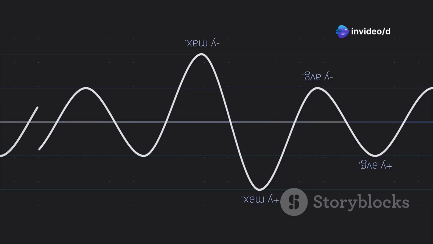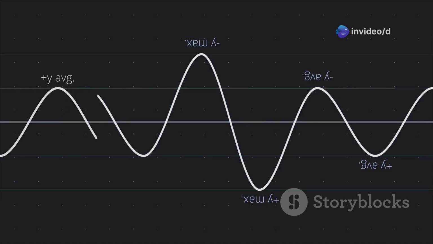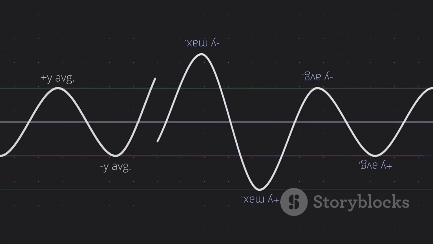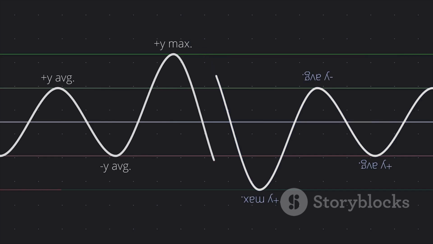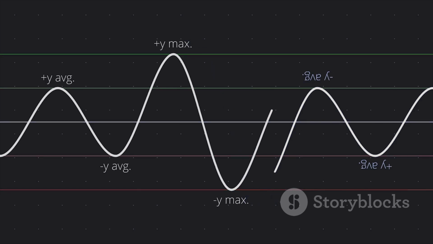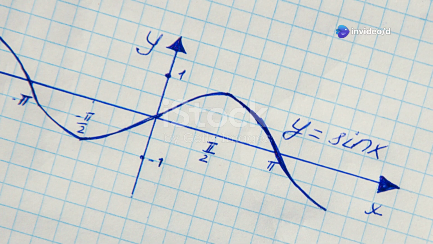Sine, cosine, and tangent are like its trusty sidekicks, telling us the ratios of the triangle's sides as the angle changes. These functions are essential in various fields, from engineering to physics, and even in everyday problem solving.